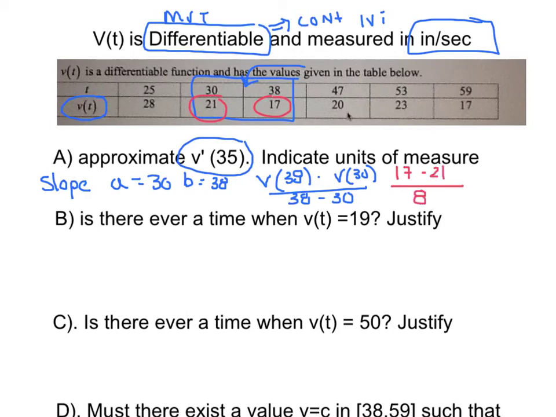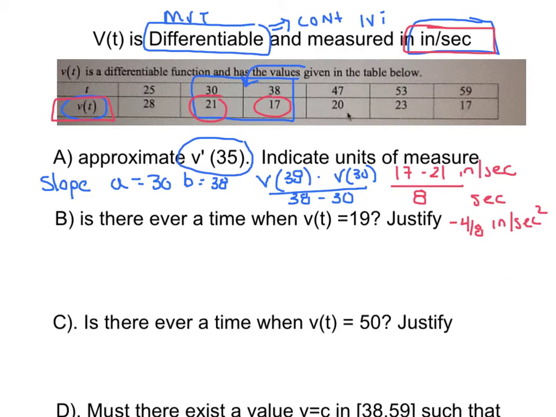Now let's grab those units. And again, it's hard to screw this up. It says V of t is measured in inches per second. That's a rate, so that's my velocity. So that is my inches per second. Therefore, my time is measured in seconds. So as I compute that final answer, I get a negative, what is that, 4/8 or negative 1/2 inches per second squared, or inches per second per second.